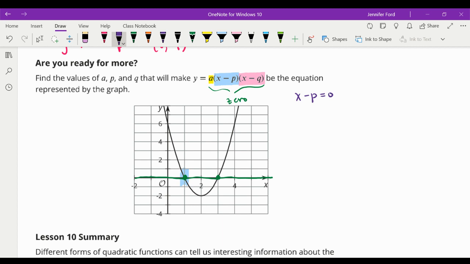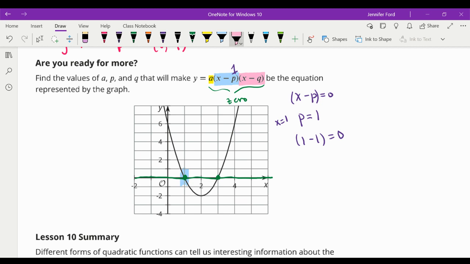So x minus p equals 0. Essentially right here, that value is 1. I know that p has to be equal to 1 because 1 minus 1 does equal 0. So when x equals 1, p has to equal 1. So that p value is going to be 1, and I'm going to get x minus 1.